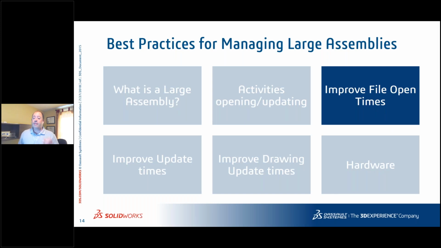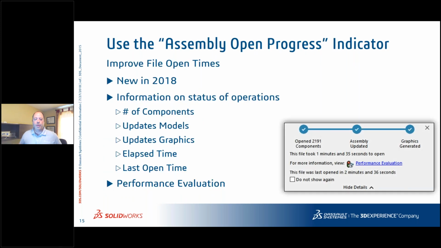So the first thing that is new in 2018 is a new assembly progress indicator. So this is, like I said, new in 2018. And when you open an assembly, you're going to see that little screen there. That's going to show you some good information. First of all, how many components you're opening and the progress of the opening of the file itself. It's going to then tell you what SOLIDWORKS is doing. So it needs to open, it needs to update, it needs to generate the graphics. It's actually showing you in which stage SOLIDWORKS is, what SOLIDWORKS is actually doing.